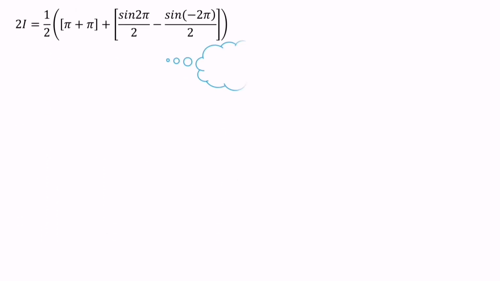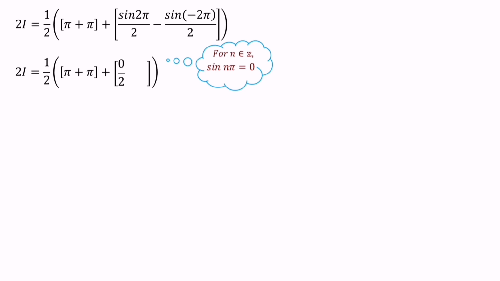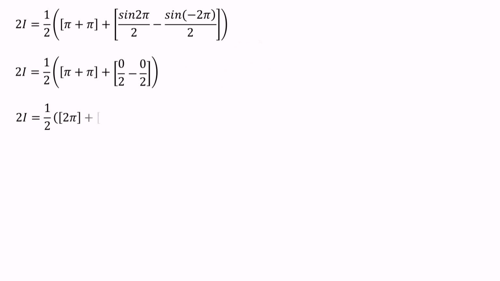If n is an integer, then sin n pi is equal to 0. So here, sin 2 pi should be equal to 0 and sin minus 2 pi is equal to 0. Pi plus pi is equal to 2 pi. After that we can cancel out the numerator 2 and the denominator 2. Now we have 2I equal to pi. So finally we can say I is equal to pi over 2.